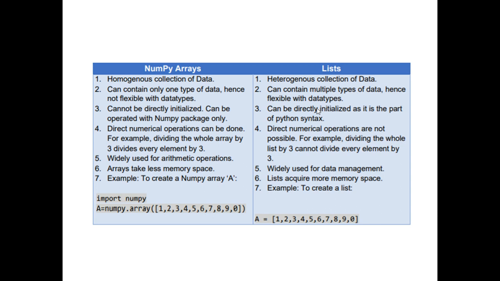Direct numerical operations can be done on numpy arrays. So, for example, dividing the whole array by 3 divides every element by 3. Numerical operations are not possible with lists. That is, I cannot say list by 3 and have all the elements divided by 3.